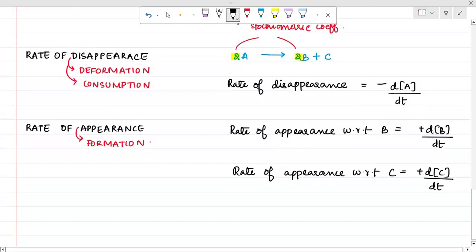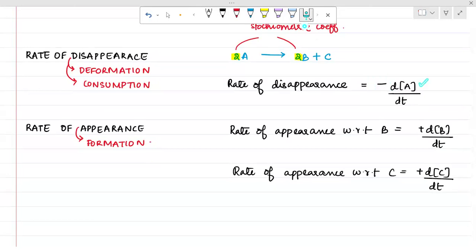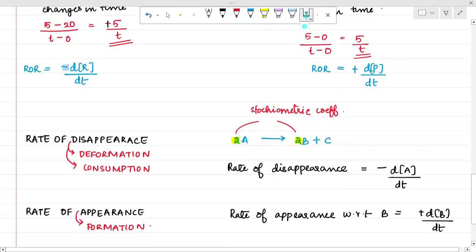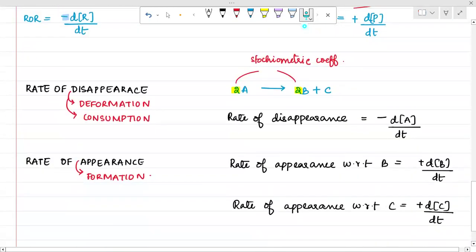So if they ask you about rate of disappearance, rate of appearance, all that you have to do is check whether it is a reactant or a product. If it is a reactant, you must put a negative sign, and then you express changes in the concentration with changes in time. No stoichiometric coefficient considered. If it is the rate of appearance, you put plus changes of the concentration with time. That's all. Now you might be confused of what is the difference between rate of a reaction, rate of disappearance, rate of appearance.